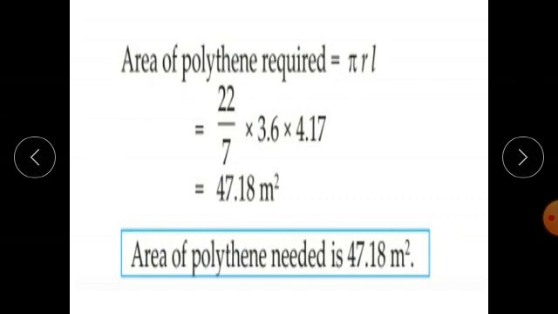Children, question number 7, 8 and 9. These three questions are for self-study.